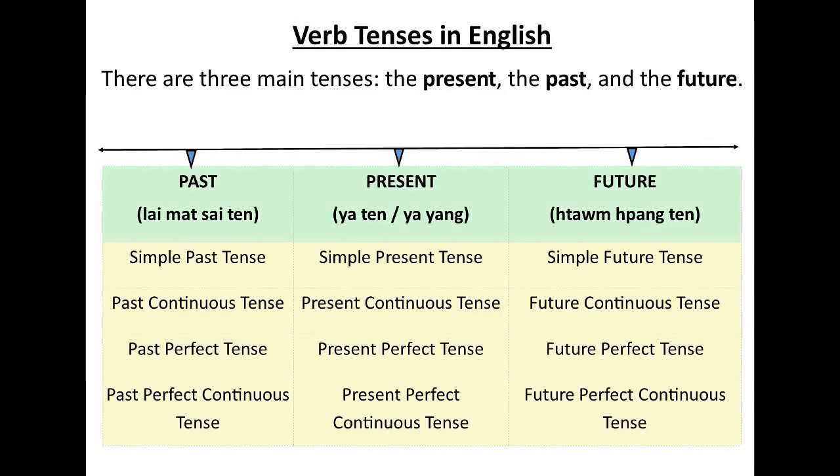In this table, the middle column is the present and the left column is the past. The right column is the future. Each column has 4 different tenses, so that you can find in total 12 tenses in English. In this lesson, we will focus only on simple present tense.